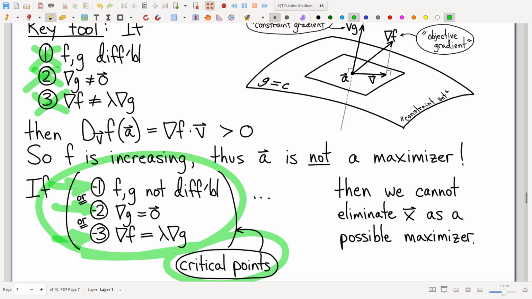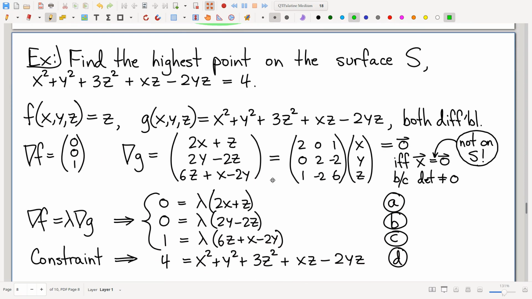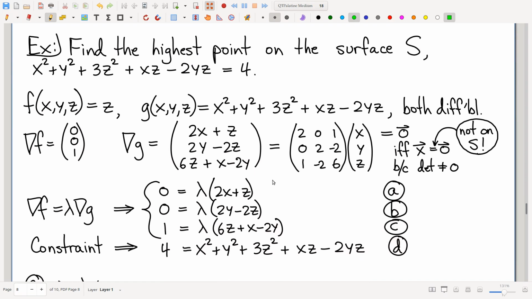Take the easy money, right? But you do have to check all three conditions, and that'll find your critical points. So let's see how the algebra works on one of these. Now again, I'm going to kind of hit the highlights. Here's our two functions that we're interested in here.